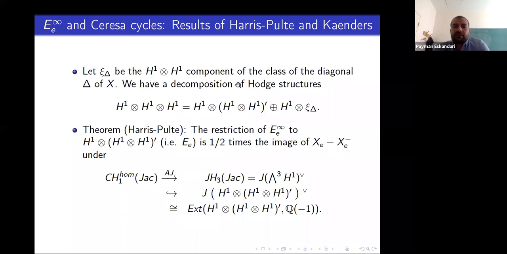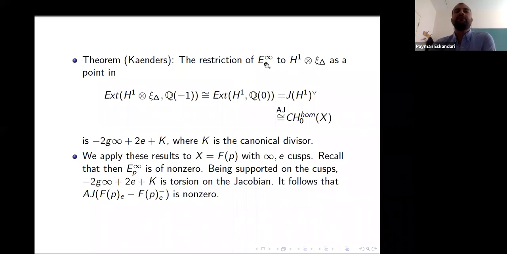So that's the restriction to this component. The restriction to this component is the result of Kaenders from 2001, which says that the restriction of E infinity to this component is a point in extensions of H1 tensor C delta by Q minus 1, which is like H1 twisted by minus 1, so it can be identified with this. Using Carlson and the Abel-Jacobi map, you can identify it with this guy here, tensored with Q, so there should be a subscript Q here. As a point in here, the restriction to this component is this point, G being the genus and K being the canonical divisor of the curve.